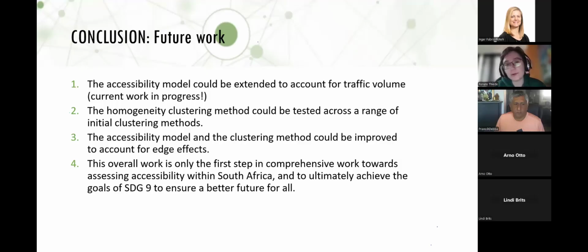And then in conclusion, the overall work is the first step. I would say, not to diminish the work of my own PhD, it was more of an exploration than a definitive final model. It's an exploration that needs to be done, a first step towards assessing accessibility within South Africa on a comprehensive scale. Because at this stage, a lot of the time it's being done at a very low regional level, municipal level if you're lucky. And of course, it's a country. All of these road networks talk to each other ultimately, and we need to understand the level to which people have access and where it can be improved to ensure a better future for everybody.